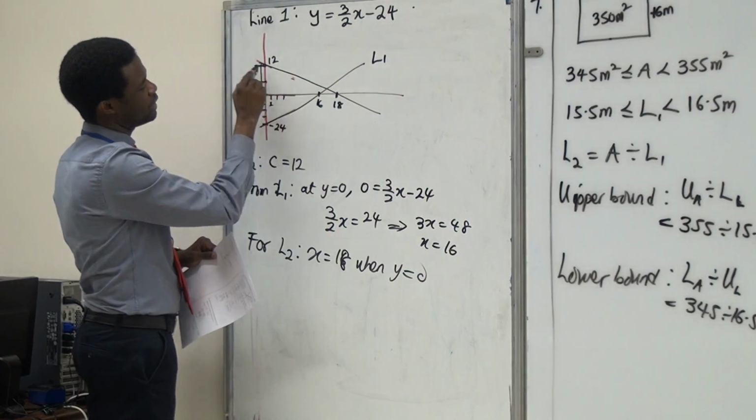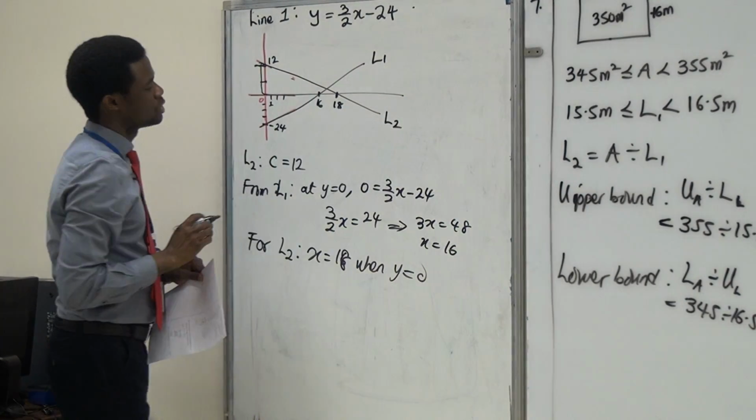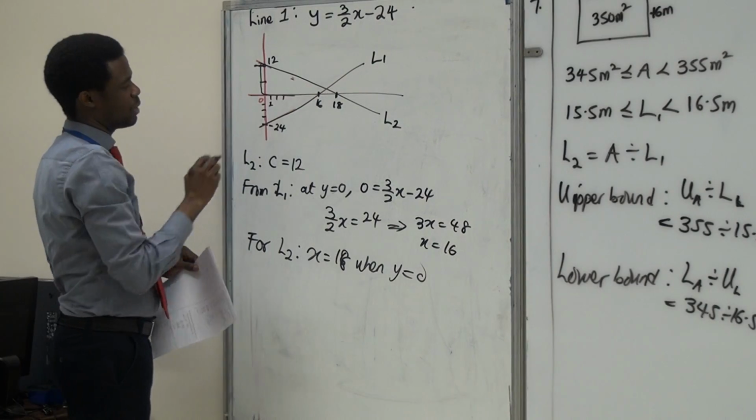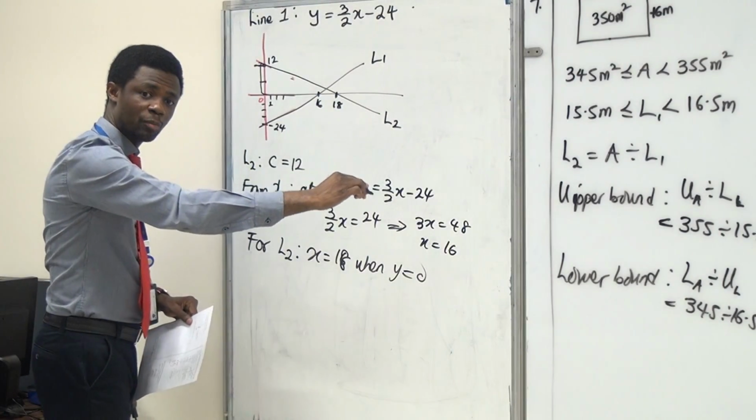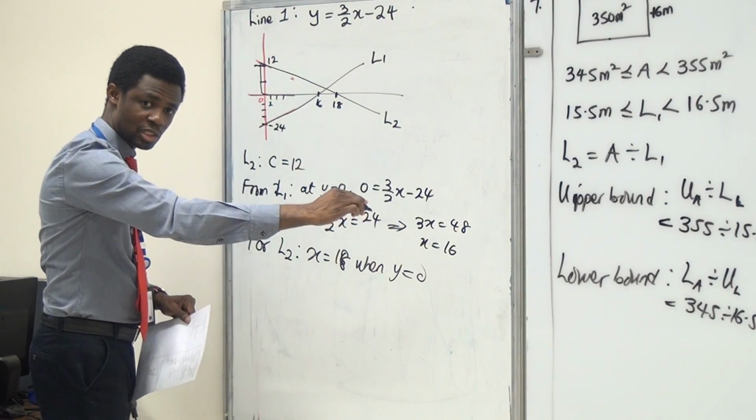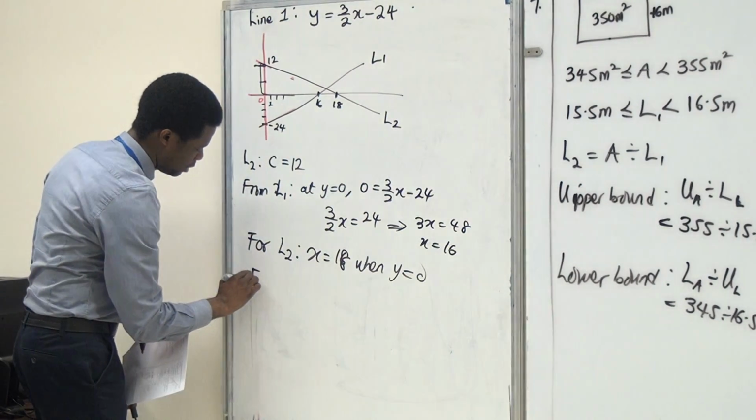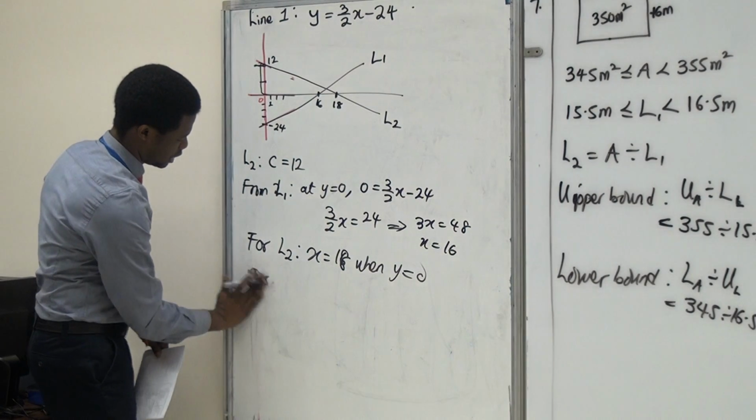Now we can find the gradient of L2. The gradient of L2 is the change in y divided by the change in x. This gradient will be negative, so you shouldn't get a positive gradient. Do you understand that? So for L, yes, this is still L2.